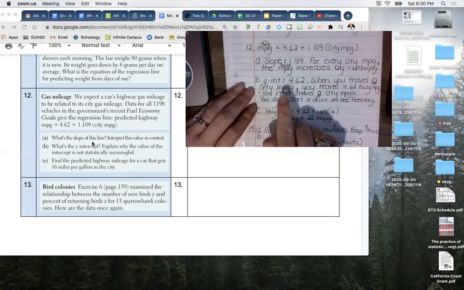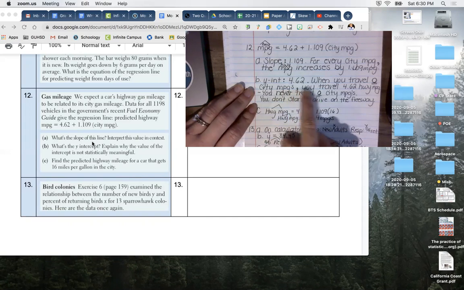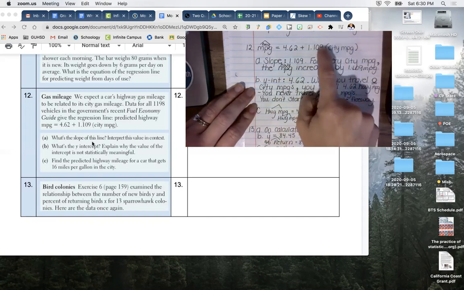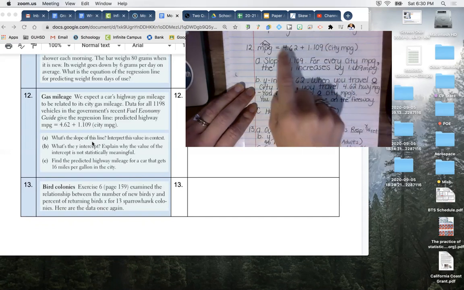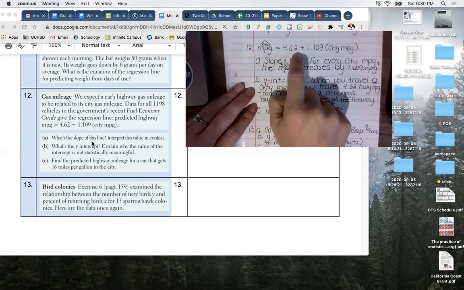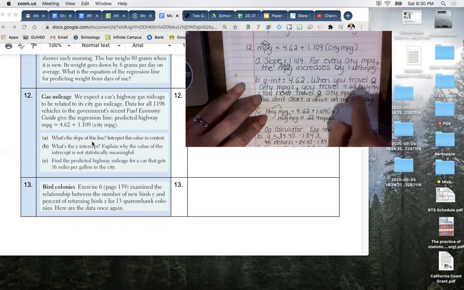In B, it asks to talk about the y-intercept or locate it and then talk about what it means. So in this one, my y-intercept is my start value, 4.62. What that means is, y-intercept is always when x is 0, if you think about a graph. So when you travel 0 miles per gallon in the city, then your highway miles per gallon is 4.62. Well, that actually does not make sense because you're never going to travel 0 city miles per gallon.